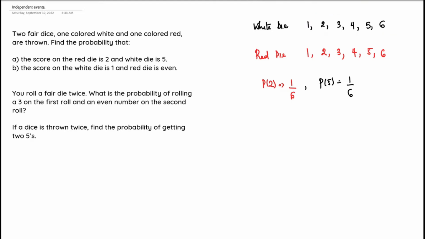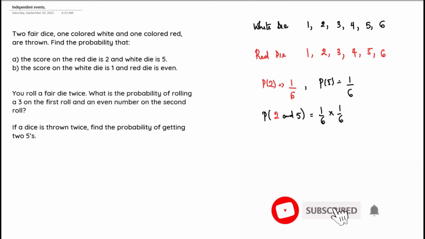is going to be equal to 1/6 times 1/6. Please remember that the law is that the probability of A and B is equal to the probability of A times the probability of B. So the answer to our question is 1/36. So the probability of having a score on the red die equal to 2 and the score on the white die as 5 is equal to 1/36.